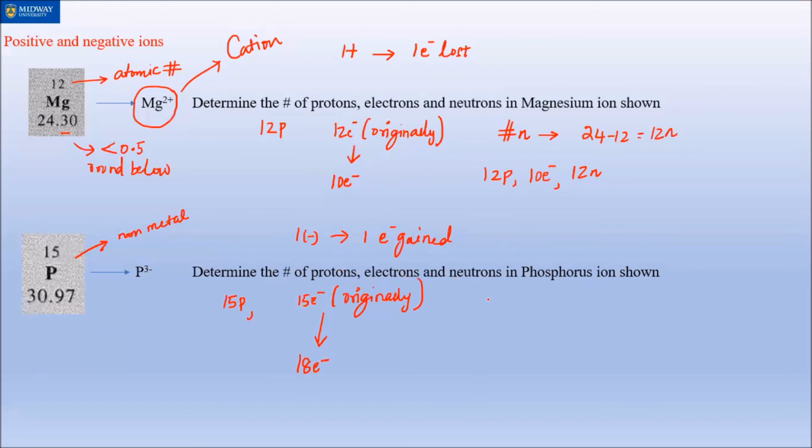And then number of neutrons would be, this number is greater than 0.5, so you round up to the nearest whole number. So it'll be 31 minus 15, which is 16 neutrons. So summarizing everything: 15 protons, 18 electrons, and 16 neutrons.